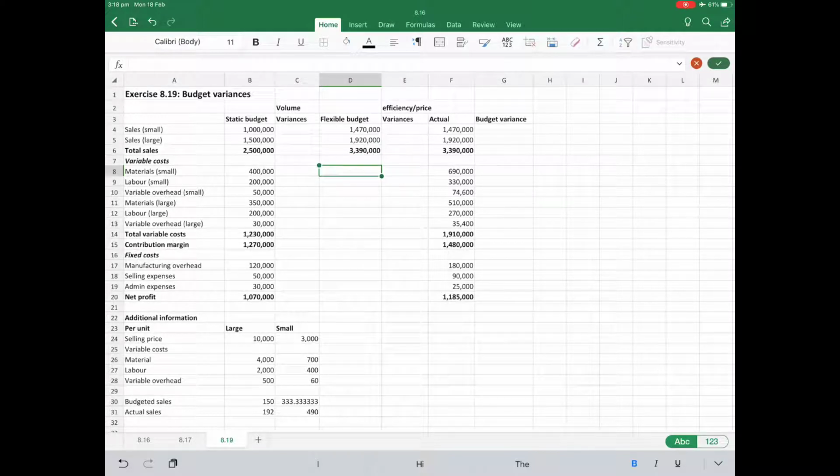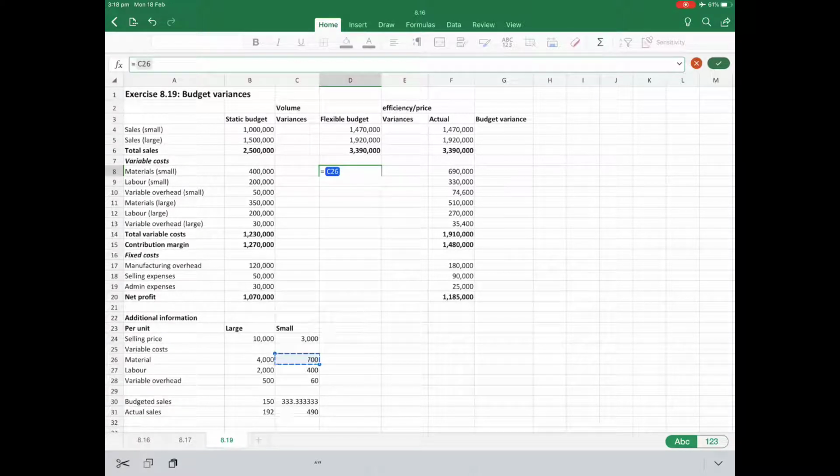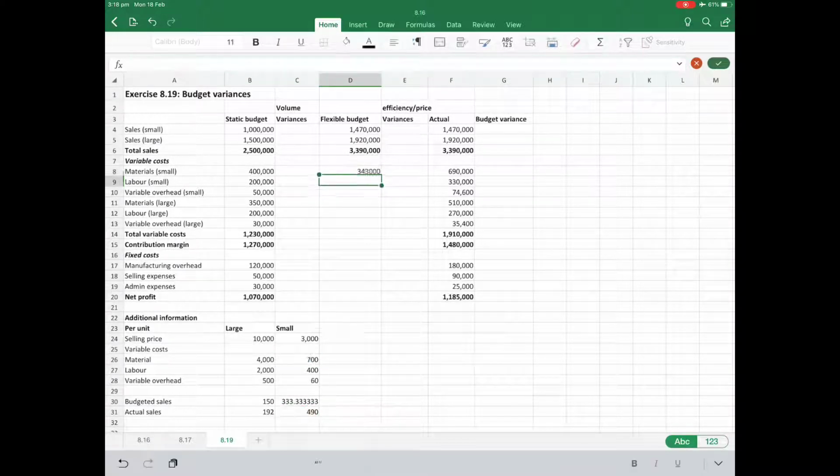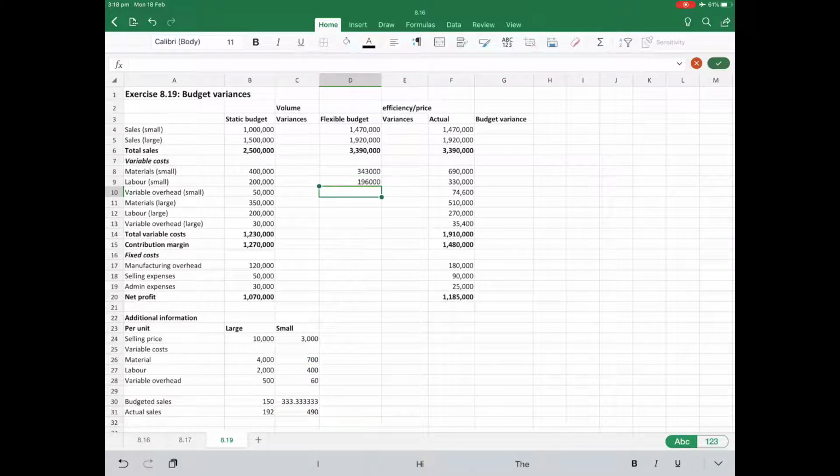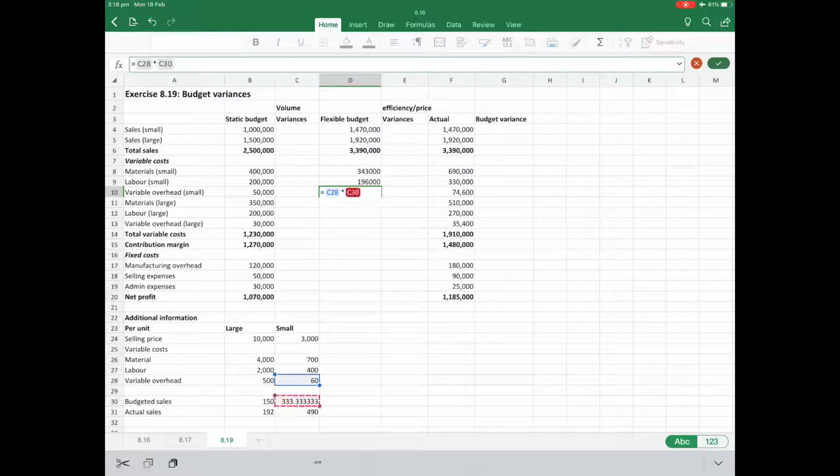Again, when it comes to the variable cost, we have the variable cost per unit, and then we have the sales volume. So we can calculate the variable cost for small and large. Now for small, the materials is 700 per unit, and then you times the actual sales of small, which is 490. You do the same thing for labor, 400 times 490. And the variable overhead, 60 times 490.